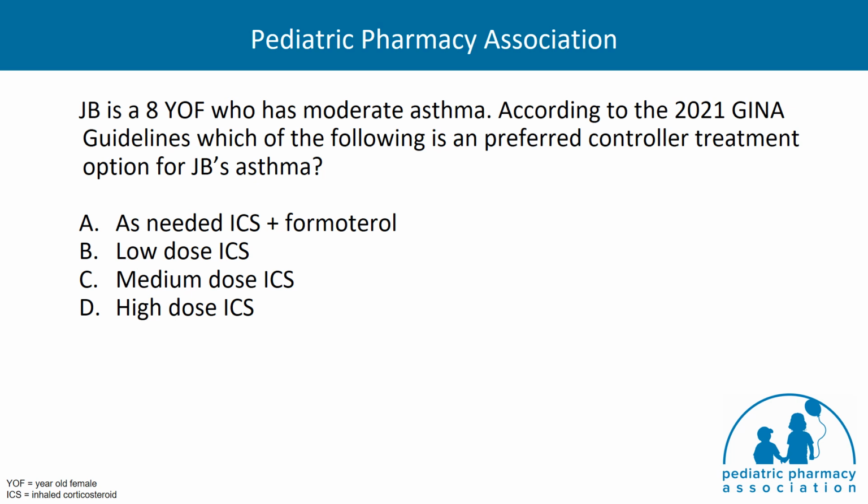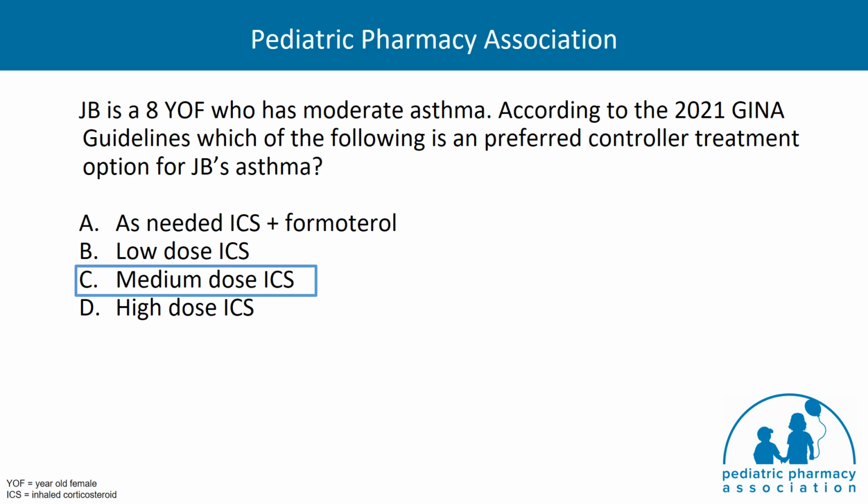So JB, again, is our 8-year-old female who we have now determined has moderate asthma. According to the 2021 GINA guidelines, which of the following is a preferred controller treatment option for JB's asthma? Is it A, as-needed inhaled corticosteroid and formoterol, B, low-dose inhaled corticosteroid, C, medium-dose inhaled corticosteroid, or D, high-dose inhaled corticosteroid?